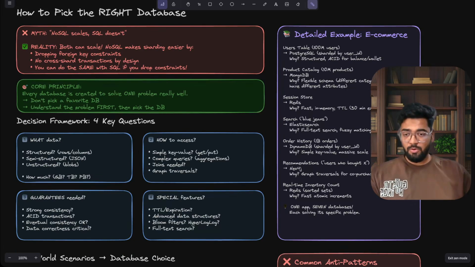But the core principle that you need to understand is that every database is created to solve one peculiar problem. For example, Redis is a key value store, so it solves that particular problem of getting a single ID with very low latency. Or if we talk about Neo4j, it is a graph DB, and we can run complex graph algorithms on it. So we need not pick our favorite database, but understand the problem first and then pick the database according to the use case.